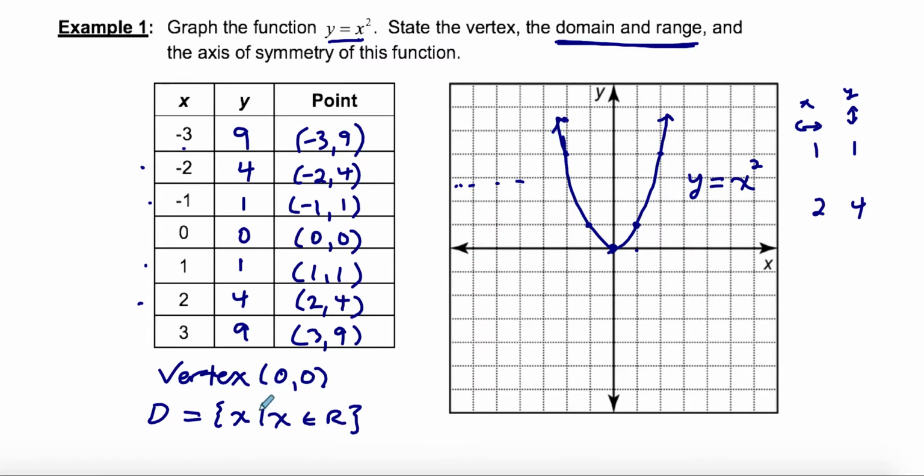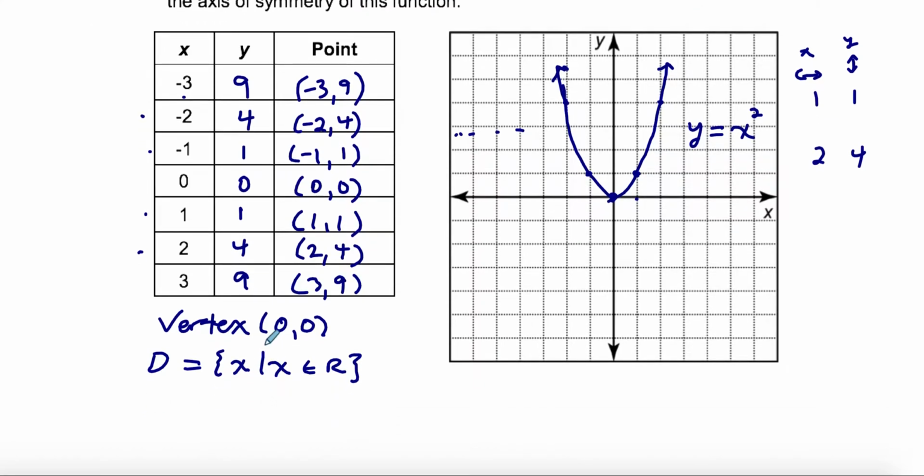The range is a little bit different because for this one, the lowest point here vertically is at 0. So this parabola is going to only cover values for y that are from 0 and up.